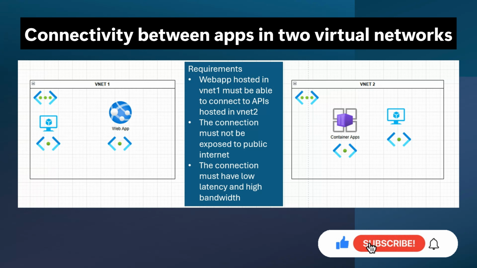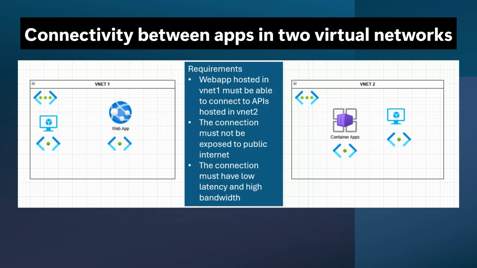So the connection between the web app and the APIs should not be exposed to the public internet. And the connection must have a high bandwidth and low latency. Now, given the web app is hosted in one VNet and the APIs are hosted in a different VNet, if you don't do anything between those two VNets, then the traffic will go through the public internet, and we're not going to meet the requirement.